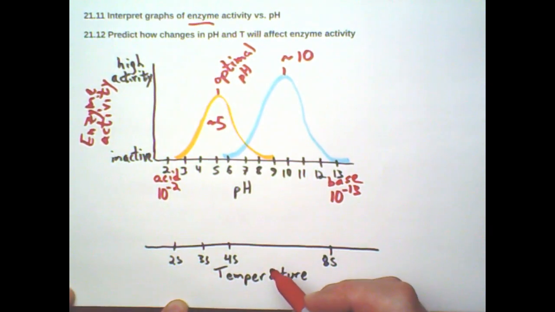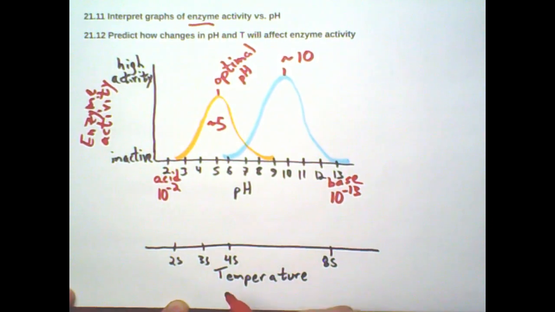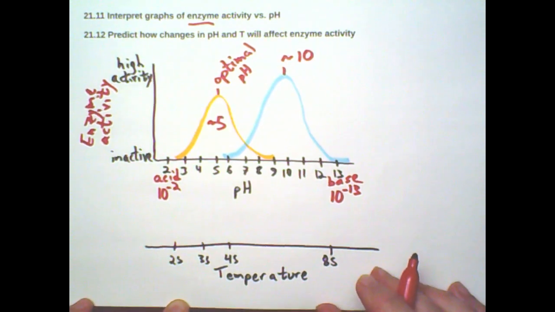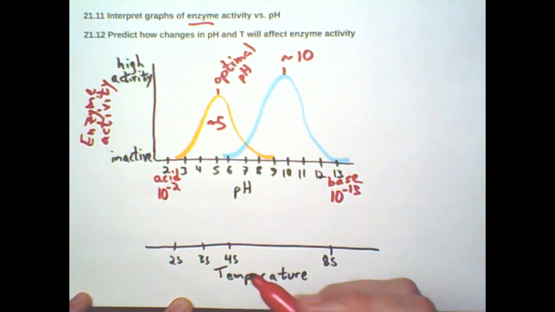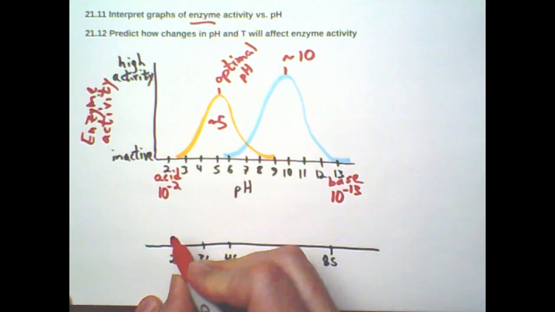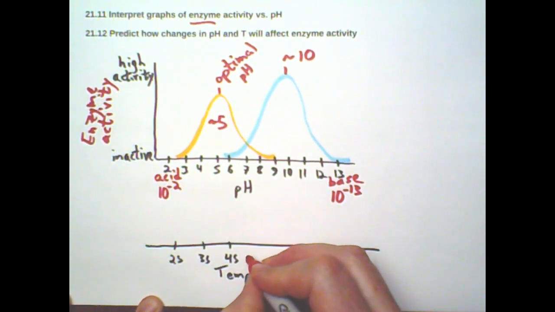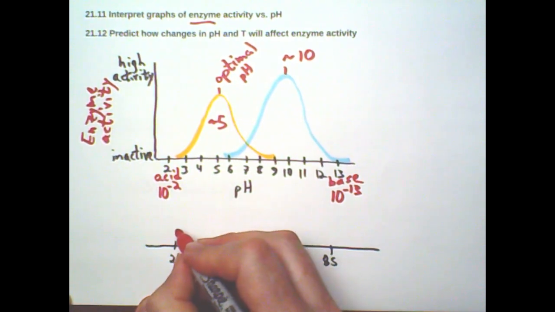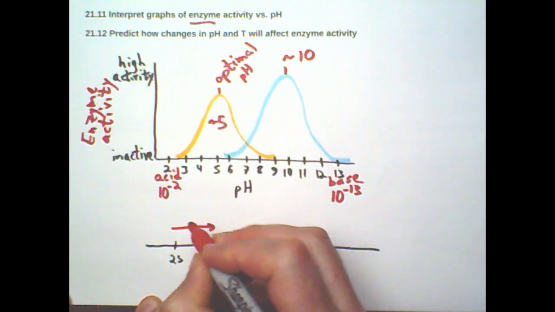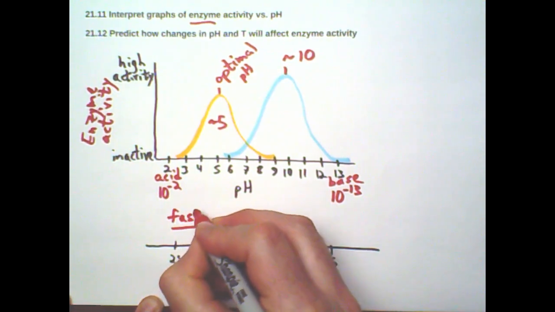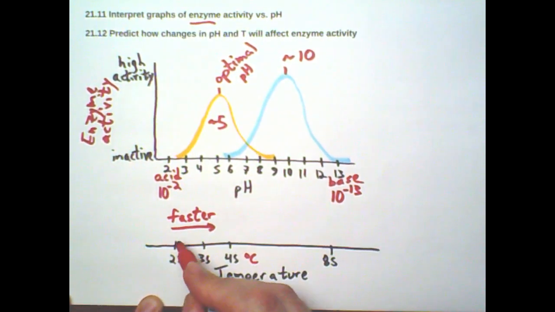With temperature, temperature increases all chemical reactions. It increases the rate of all chemical reactions, but sometimes there's a point where the catalyst breaks down. So, in these lower temperatures, 25, 35, 45 degrees Celsius, our enzymes are going to work faster just because the chemistry works faster.